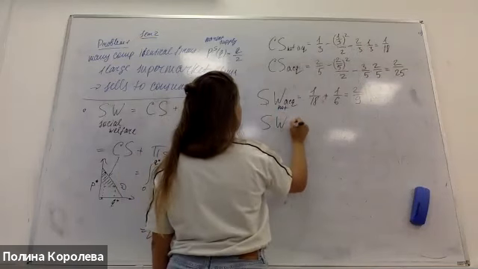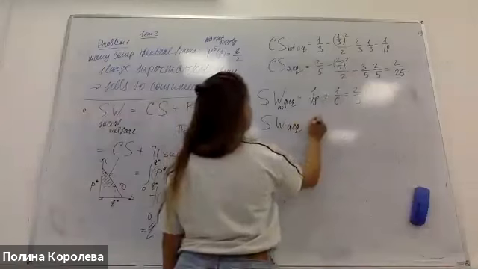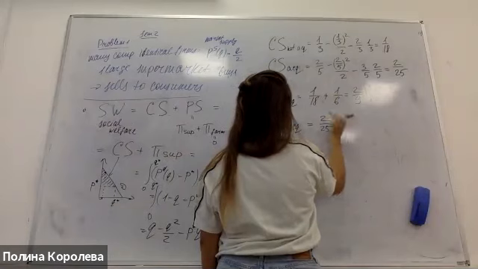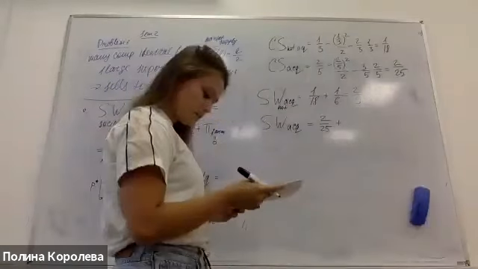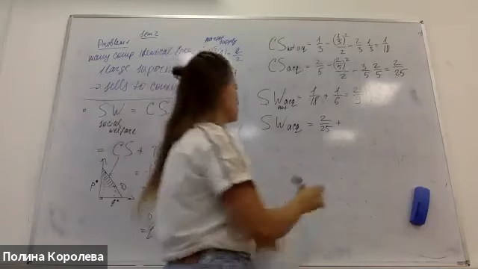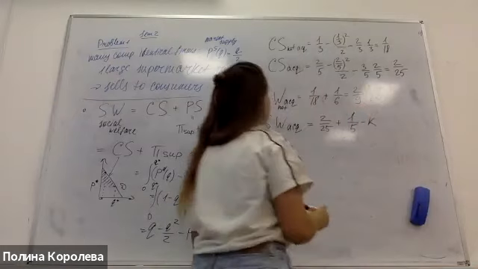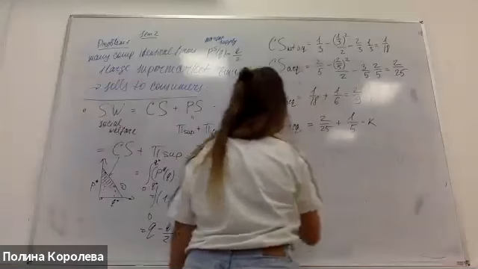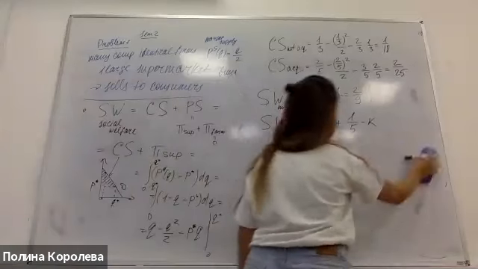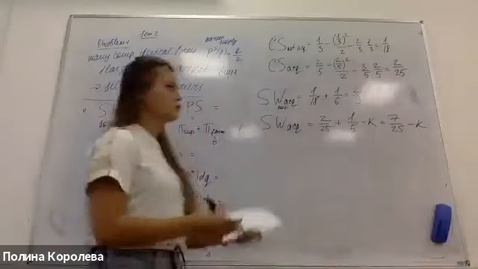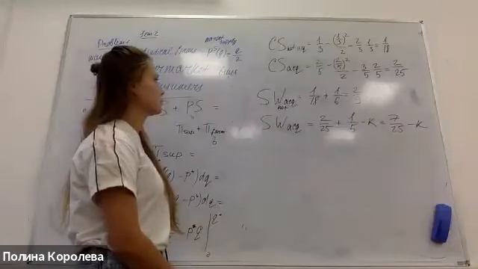Social welfare when we decided to acquire farmers is 2 divided by 25 consumer surplus plus profit. Profit was 1 divided by 5 minus K. Yes? So this will be 7 divided by 25 minus K, and we should compare to answer our question.